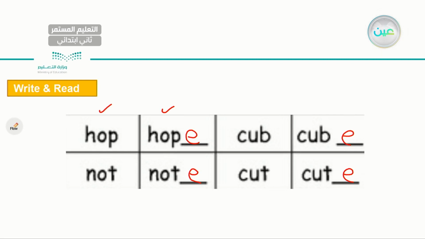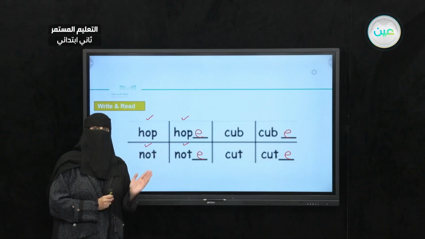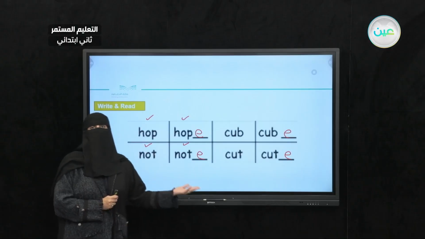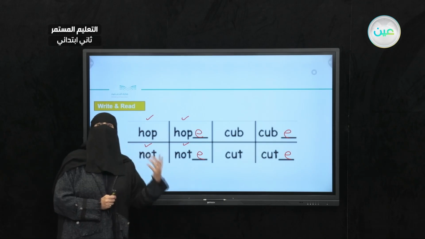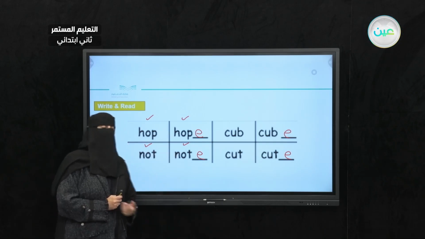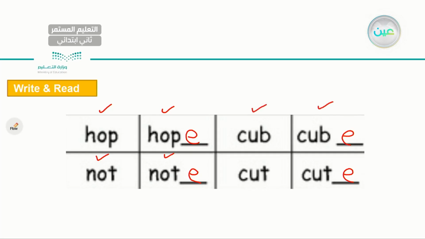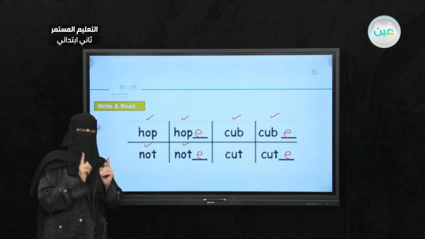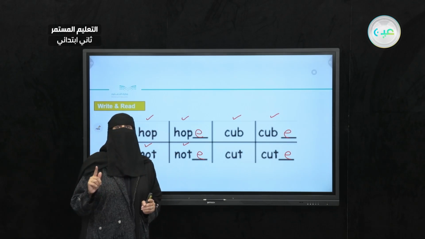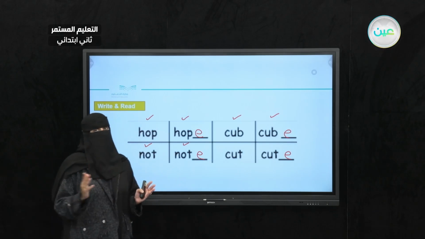Let's read again. Hop, hope. Now let's go to these two. First one is nut. Nut, short U. Note, U, long vowel, long sound. Very good, my dear student. Let's go to the other part. I have a cup. Cup, short sound. Cube, U, long vowel.